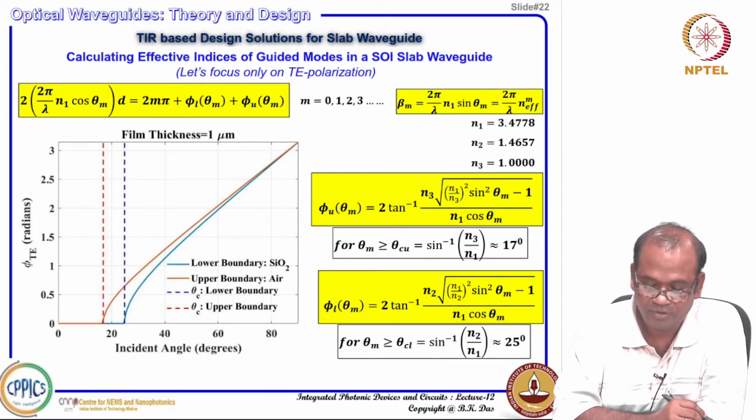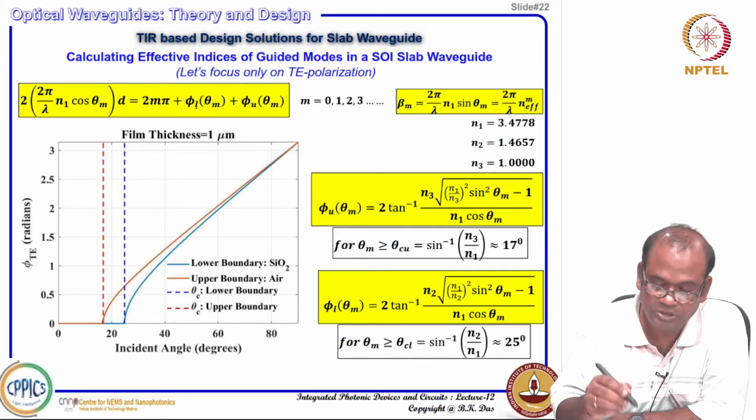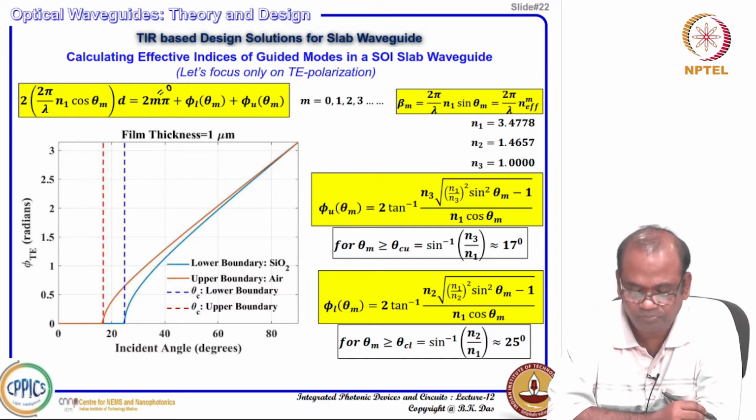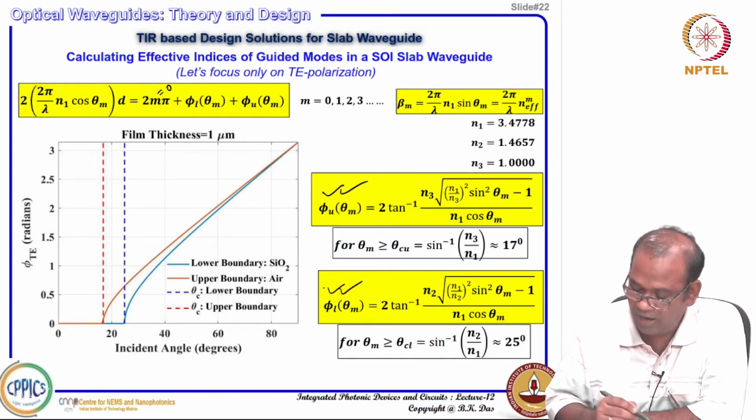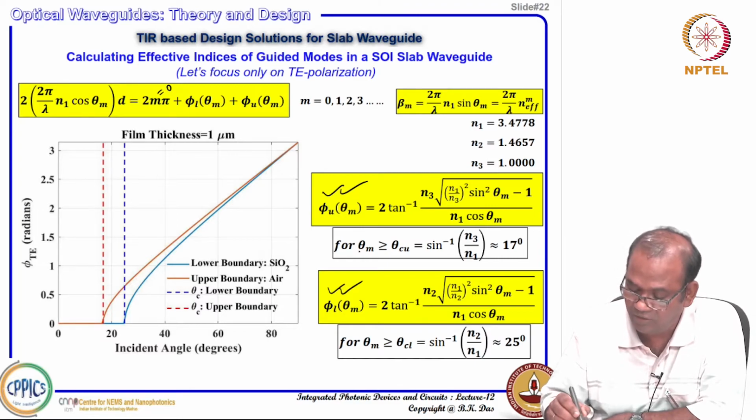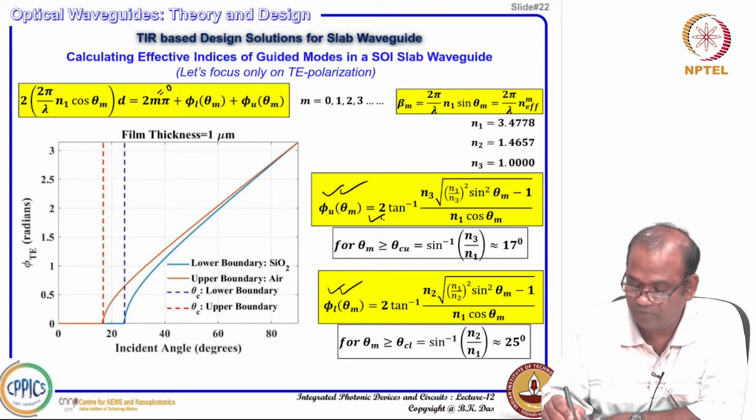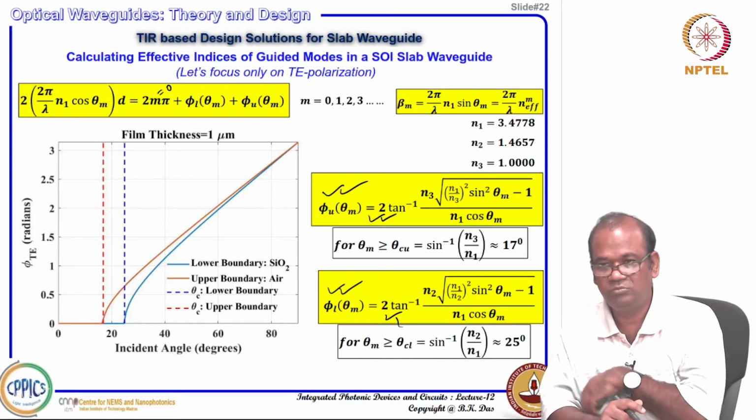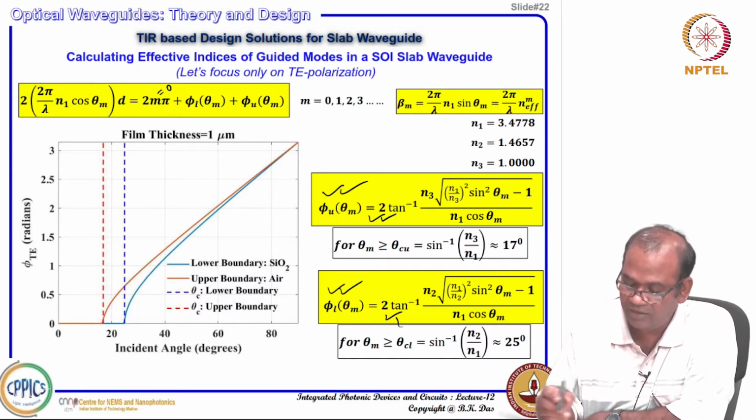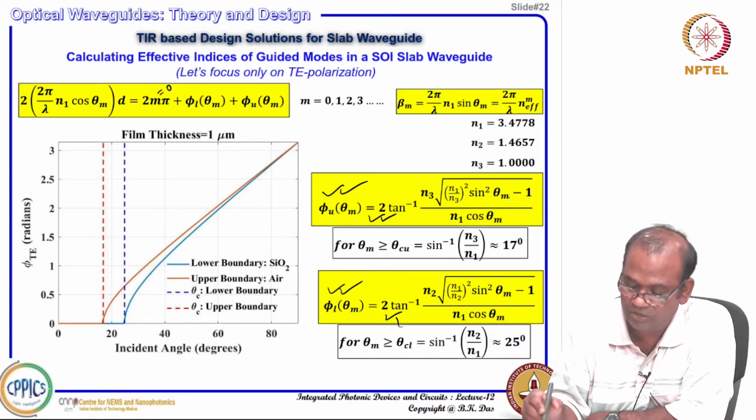It is shown here. For m equal to 0, you have the phi u expression and the phi l expression. These two equations are valid only for theta m greater than the critical angle. Less than the critical angle these values are 0 and no phase change happens, and exactly at the critical angle it is also 0. Just above the critical angle, you see the phase change happening.